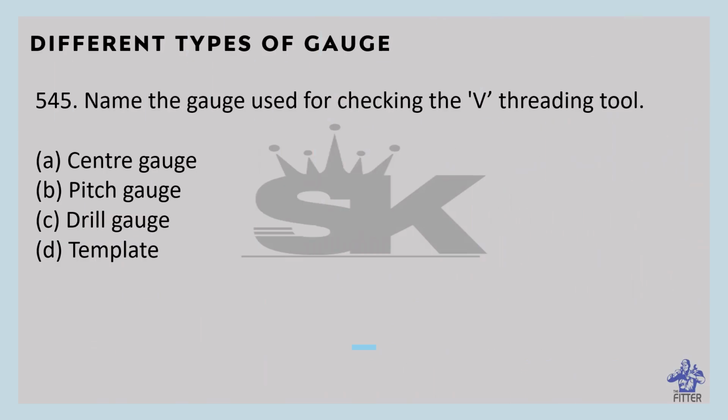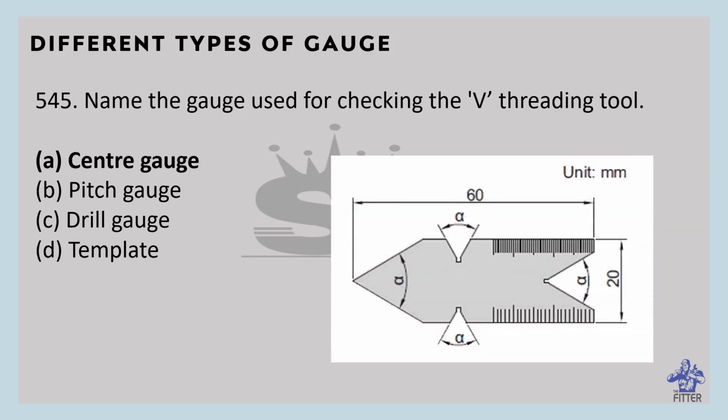Name the gauge used for checking the V thread tool. So that is center gauge. So this is the center gauge. Center gauge is used for setting the tool at accurate position and height, and it is used to align the lathe tool with the work. It is made up of spring steel, hardened and tempered, and it is used to check the angle of the tool.